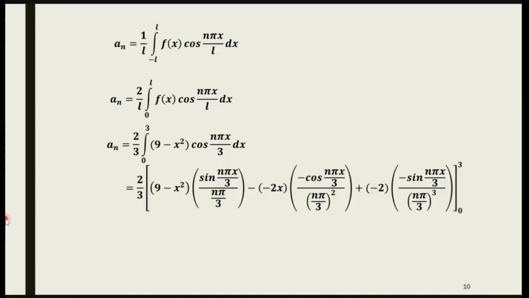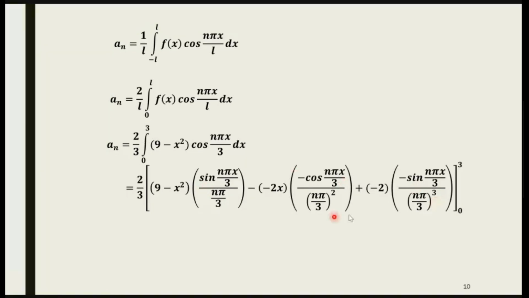Now apply the upper limit, lower limit and see what is the answer we get. Again when I apply the upper limit, this will become n pi 3/3. 3/3 will get cancelled, leaving sin n pi. And sin n pi we know is equal to 0. Here also sin n pi is 0. When x is 0, this is 0, this is 0.